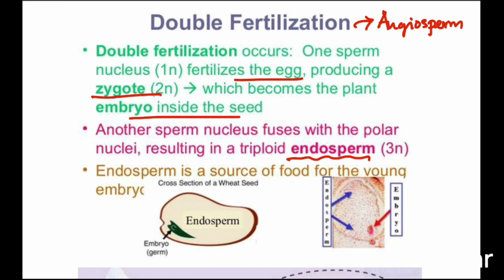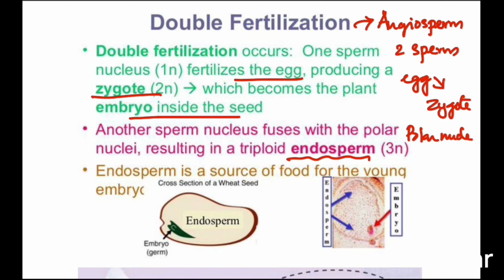What is happening here? There are two male gametes, two sperms. One fuses with the egg and forms the zygote, and the other fuses with the polar nuclei and forms the endosperm. This endosperm is the food for the young embryo, for its development. You can see here the embryo part. For the embryo's growth, the first food is provided by the endosperm, which forms by the fusion of the secondary nucleus or polar nuclei with the other sperm.